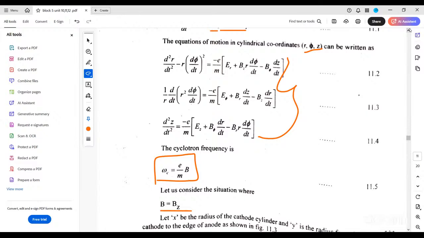So 11.2 is the working of magnetron. Next, derive the expression for the Hall cutoff magnetic field and the Hall cutoff equation. That is in the same topic, but it is the derivation part. So for magnetron, only diagrams and explanations are needed.